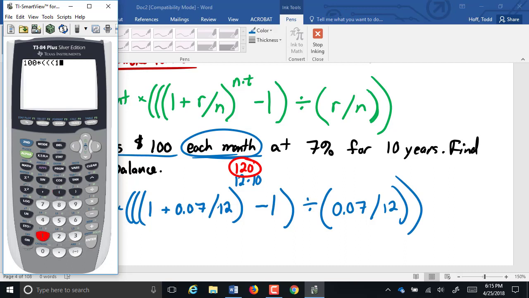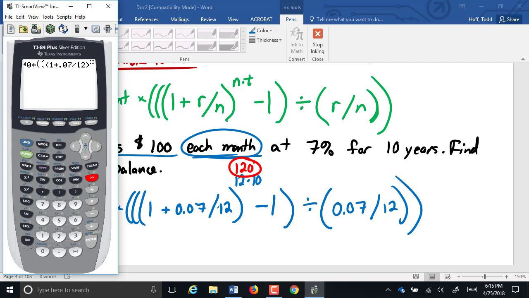You have to do the times. Some of your calculators you don't have to, but it's safest if you do. So 1 plus 0.07 divided by 12, close your parentheses, to the power of.